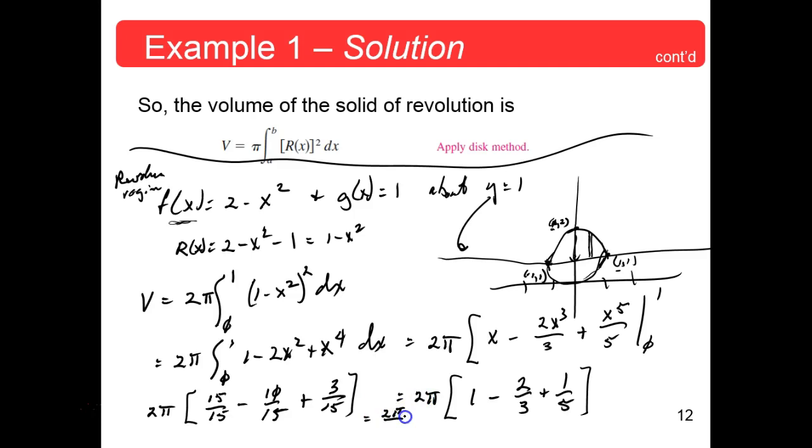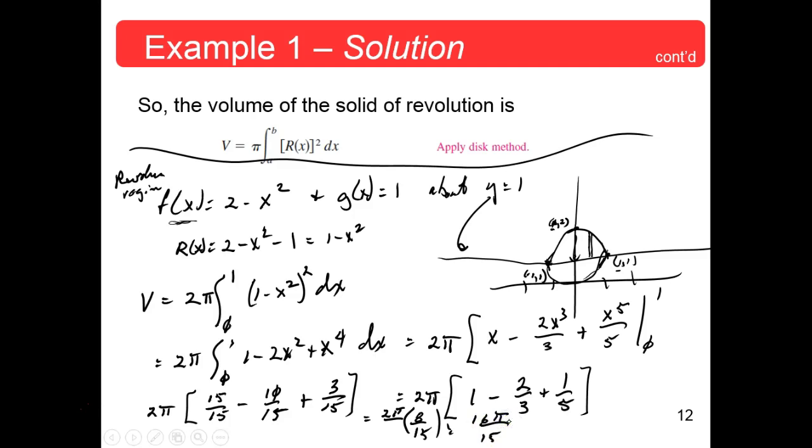2 pi times 18/15 minus 10/15 is 8/15. So that would be 16 pi over 15. Okay?